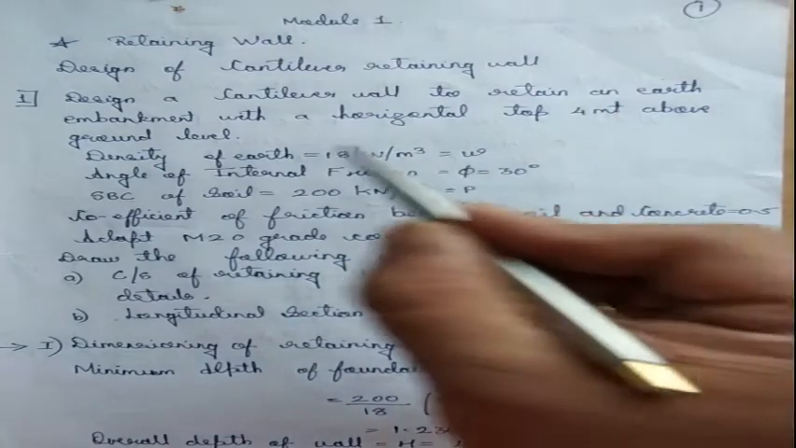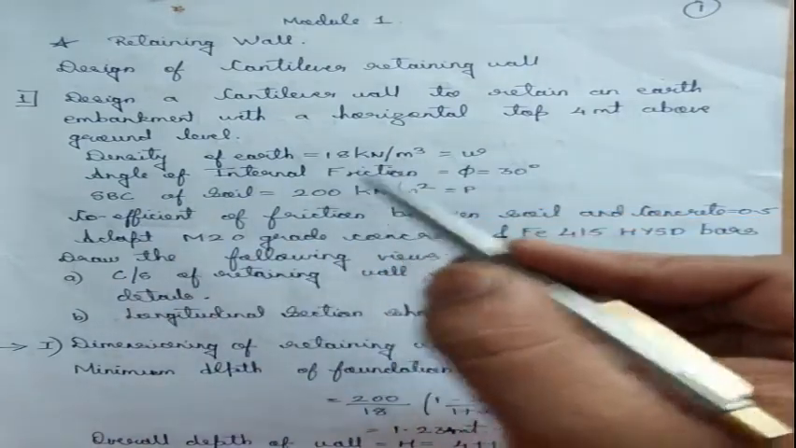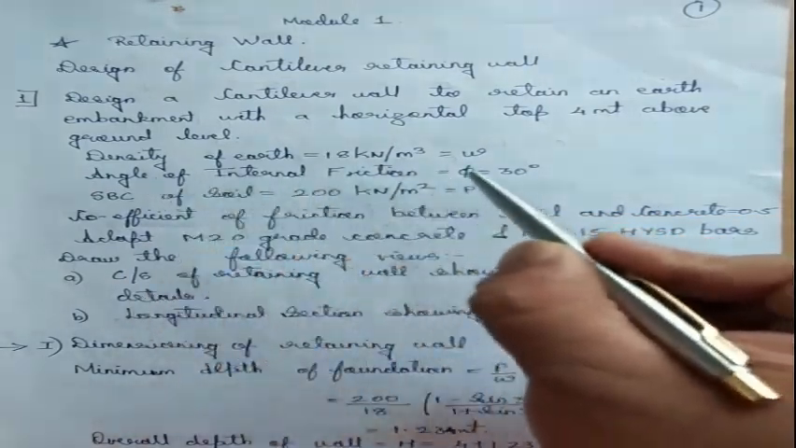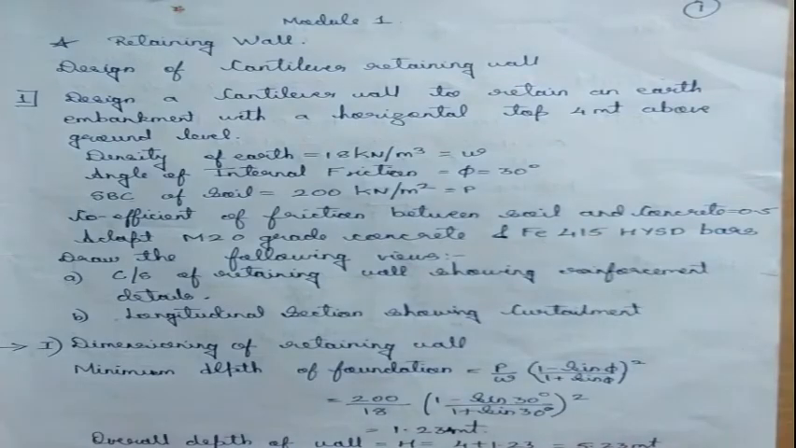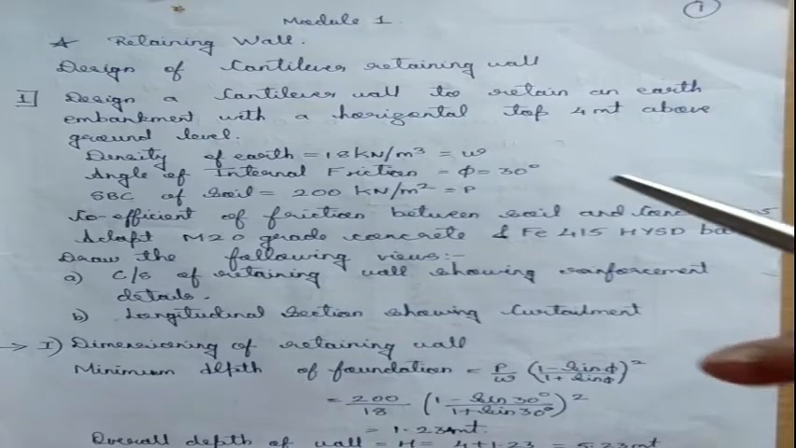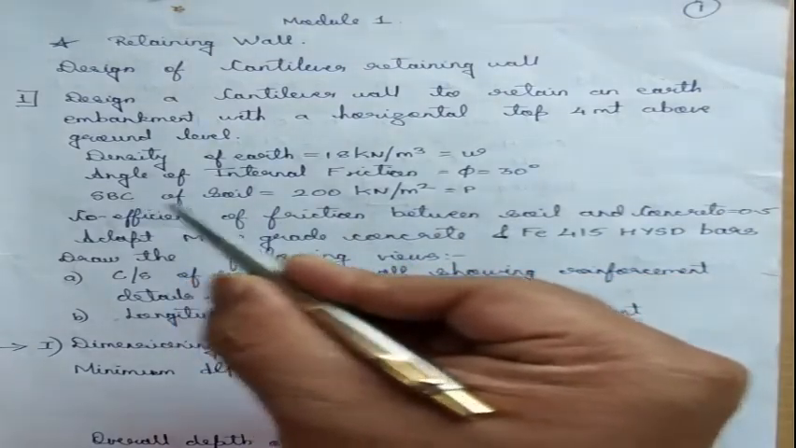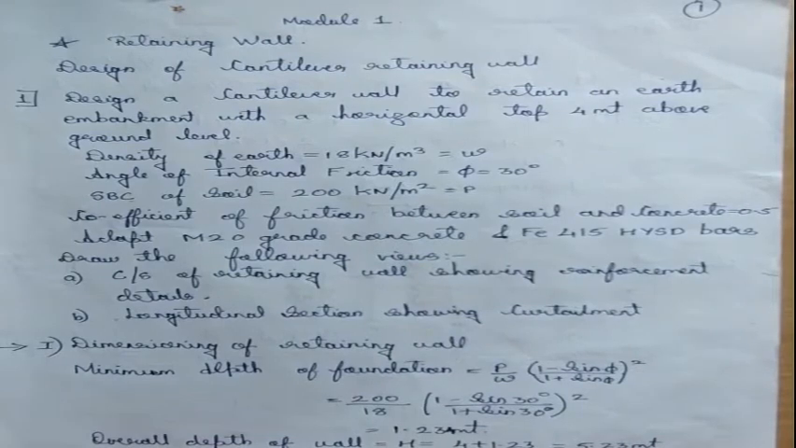Now, if the density of soil is not given, you can determine it and note it down. If the angle of internal friction is not given, you can assume it between 30 to 45 degrees, or if you have the tested data, you can go and find out the angle of internal friction. Safe bearing capacity of the soil depends on the type of soil. It may be a hard soil, medium soil, or a soft soil. That depends, like soft soil may be a clay soil, hard soil may be a red soil.